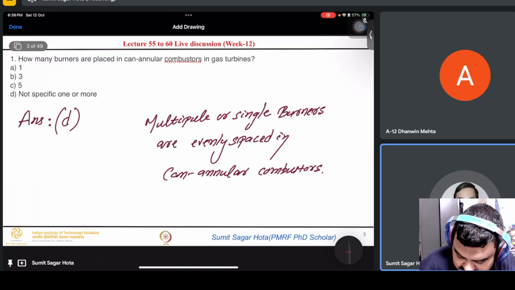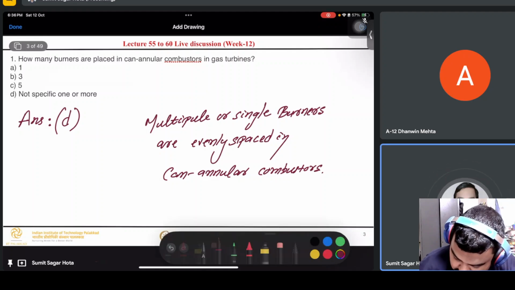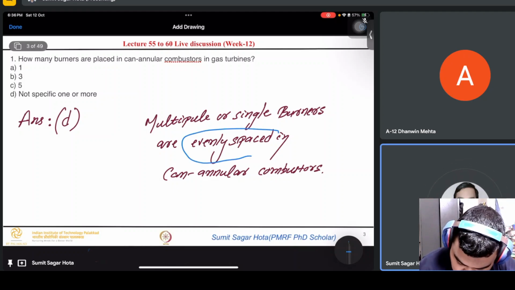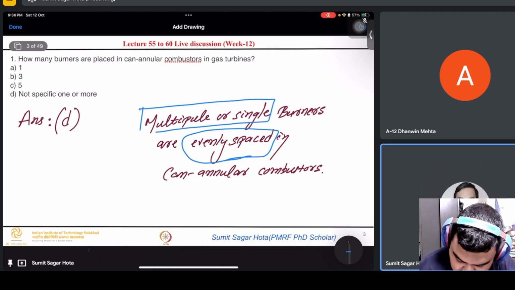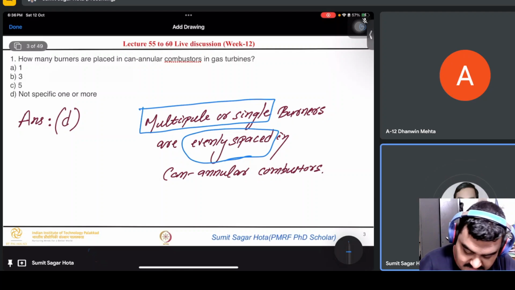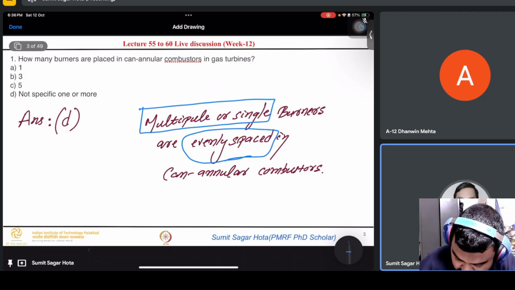Multiple or single burners are evenly placed in a can annular combustor. So in this statement the most important words are "evenly spaced", and the next important is "multiple or single". Maybe one more question can be asked: in a can annular combustor, whatever combustors are there, are they evenly spaced or unevenly spaced? That type of question can be asked.